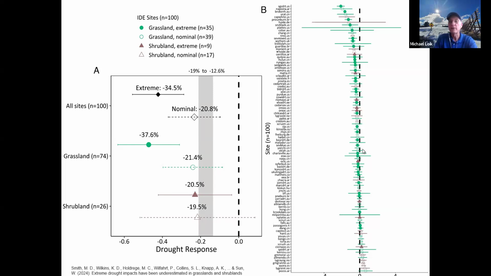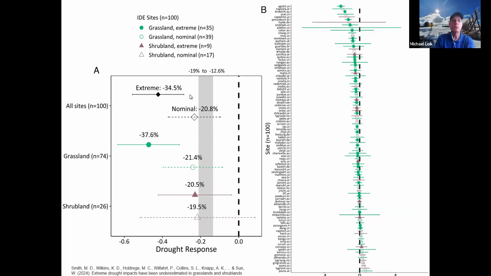So this is above ground net primary productivity again. So many sites were quite resilient to a 1 in 100 year drought. Some of the wettest sites actually had higher productivity because of the deleterious effects of too much water at times. And then we see a number of sites that had a large drought response.